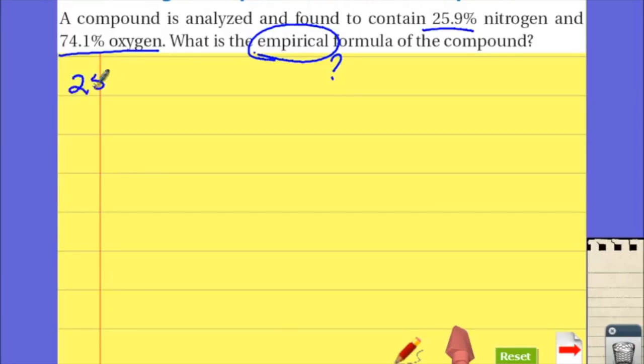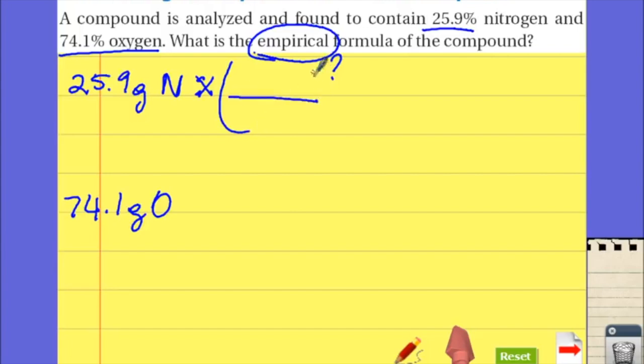So I will write 25.9 grams of nitrogen in that compound. And then I will write 74.1 grams of oxygen in that sample. Percent to mass, mass to mole. I am going to convert each one of those masses into moles.